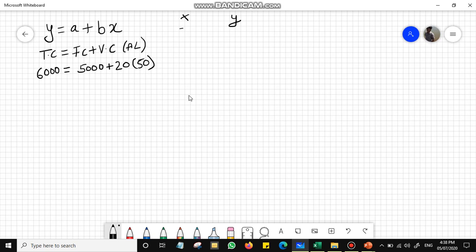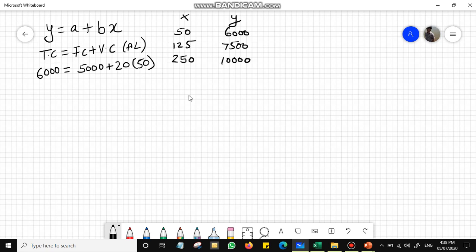So coming back to our example, let's have X and Y. Here X is the activity level, which was 50 units, 125 units and 250 units. Whereas Y, our total cost, was 6,000, 7,500 and 10,000. Now remember, we are using the high-low method here to determine a variable cost, that is B, and a fixed cost, A. So we'll assume that we are not aware that it is 5,000 and 20.